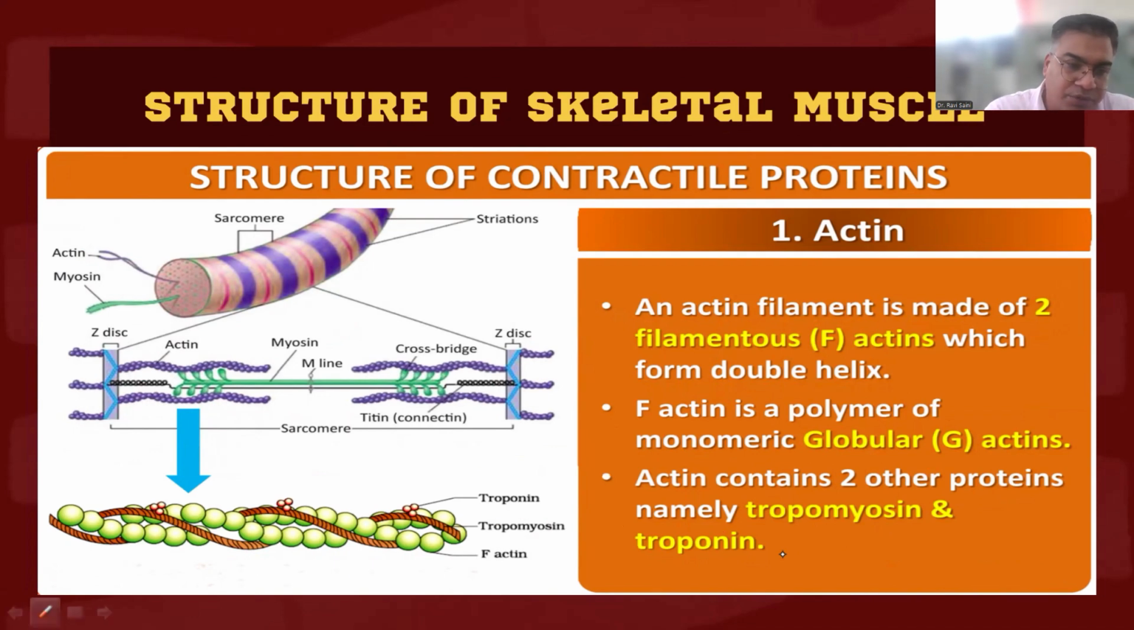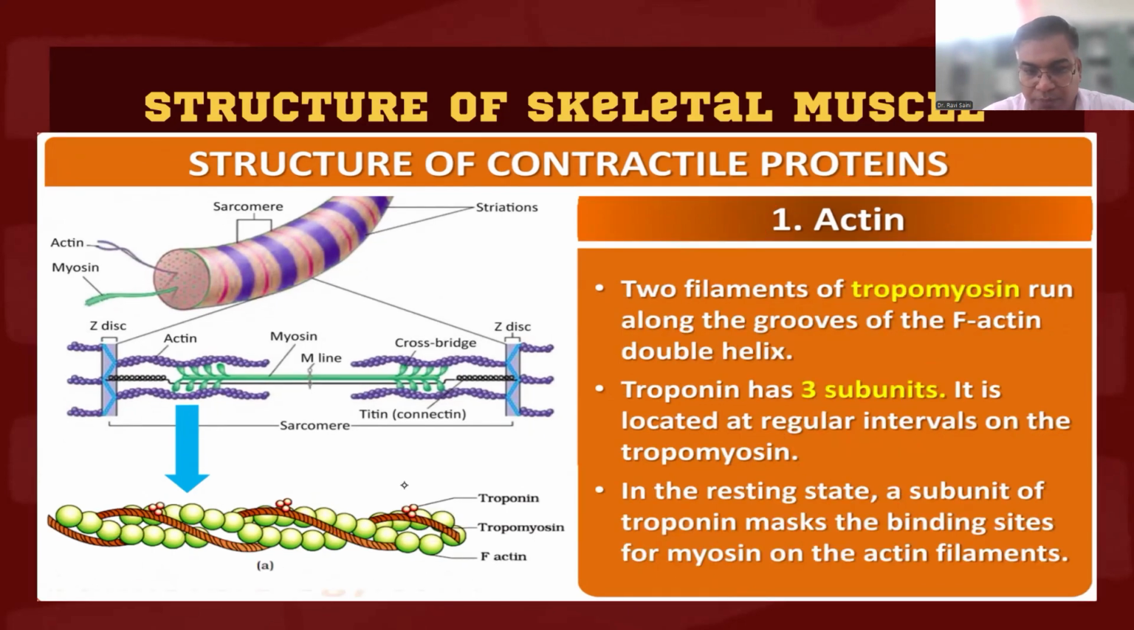Now, the myofilaments or myofibrils have two specific filamentous proteins. The first one is the actin protein, and the second one is the myosin protein. An actin filament is made up of two filamentous actin strands which form a double helix. This one is the actin helix. The other two proteins are named tropomyosin and troponin. This is the tropomyosin, and these smaller proteins are troponin, which has three subunits: troponin C, troponin I, and troponin T.